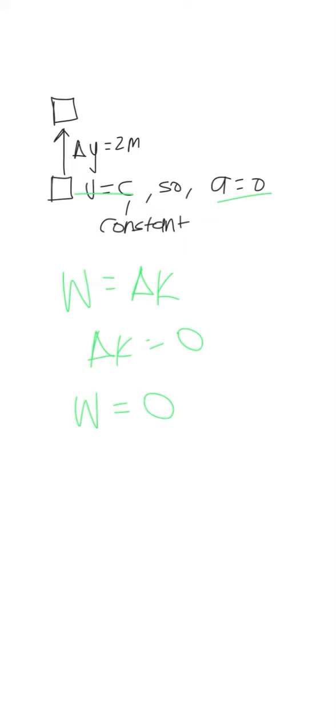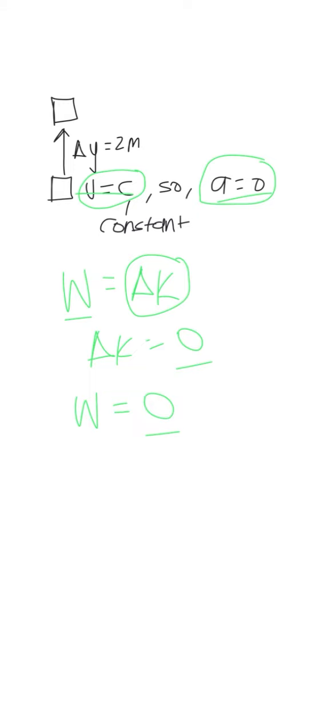So in this question, we're asked to find delta K, or the change in the kinetic energy in this case. But we see that the velocity is constant and the acceleration is 0. So that means that the work is 0 and the delta K, or the change in the kinetic energy, is also 0 because there's no change in the velocity.